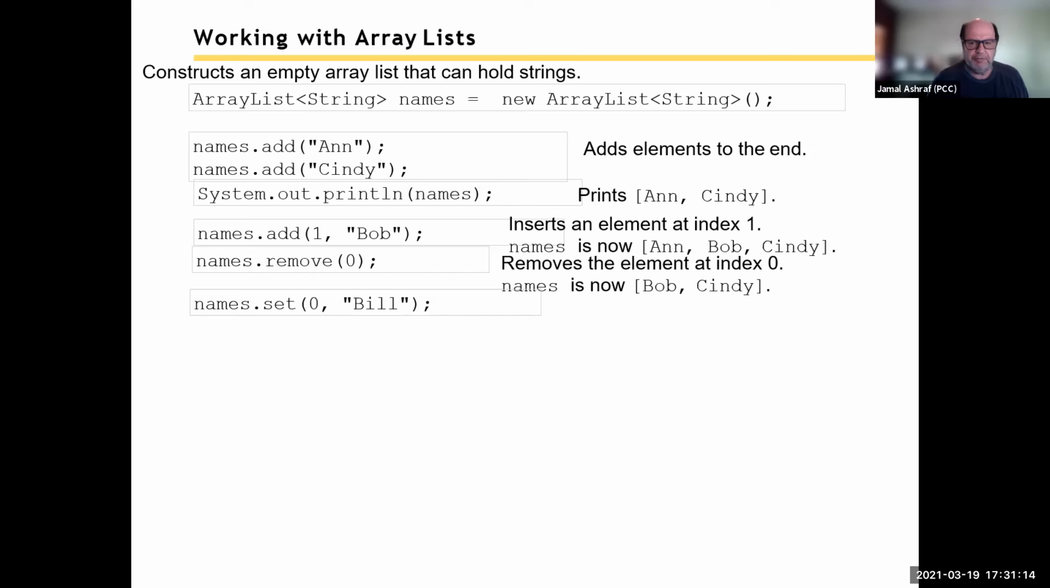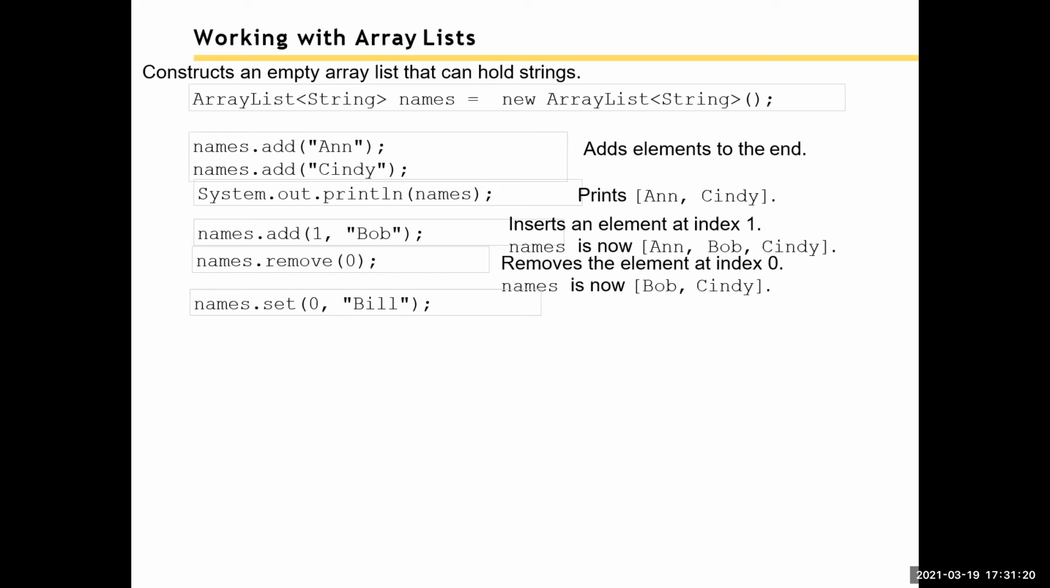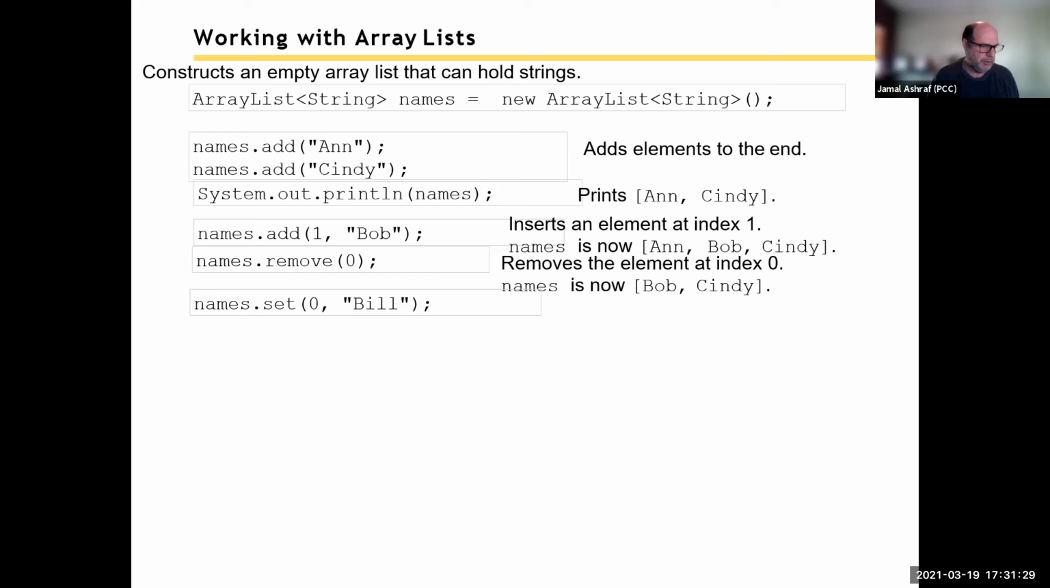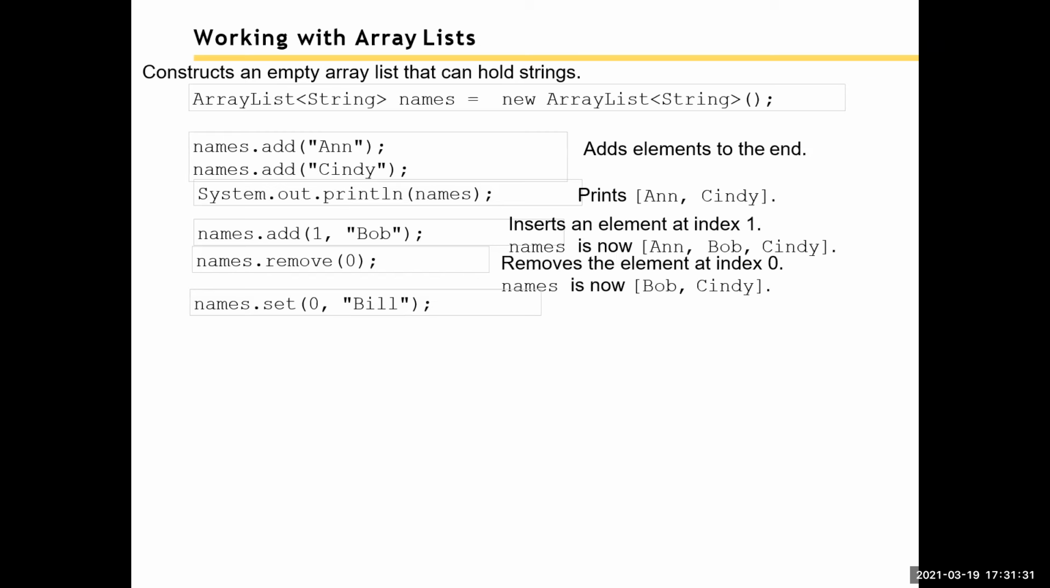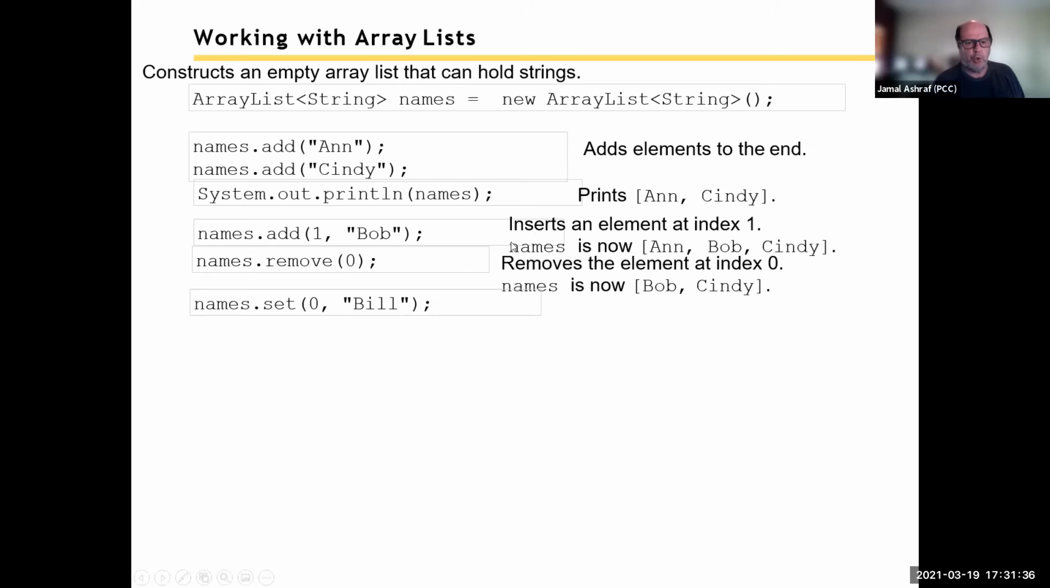What about if we set 0 to Bill? Bill Bob Sydney. No, it's Bill Cindy. Oops, sorry. Go ahead. Who was that? Who was talking? It's Bill, Cindy. Yeah, that's correct. We're going to go to index 0. We're going to change it to Bill.